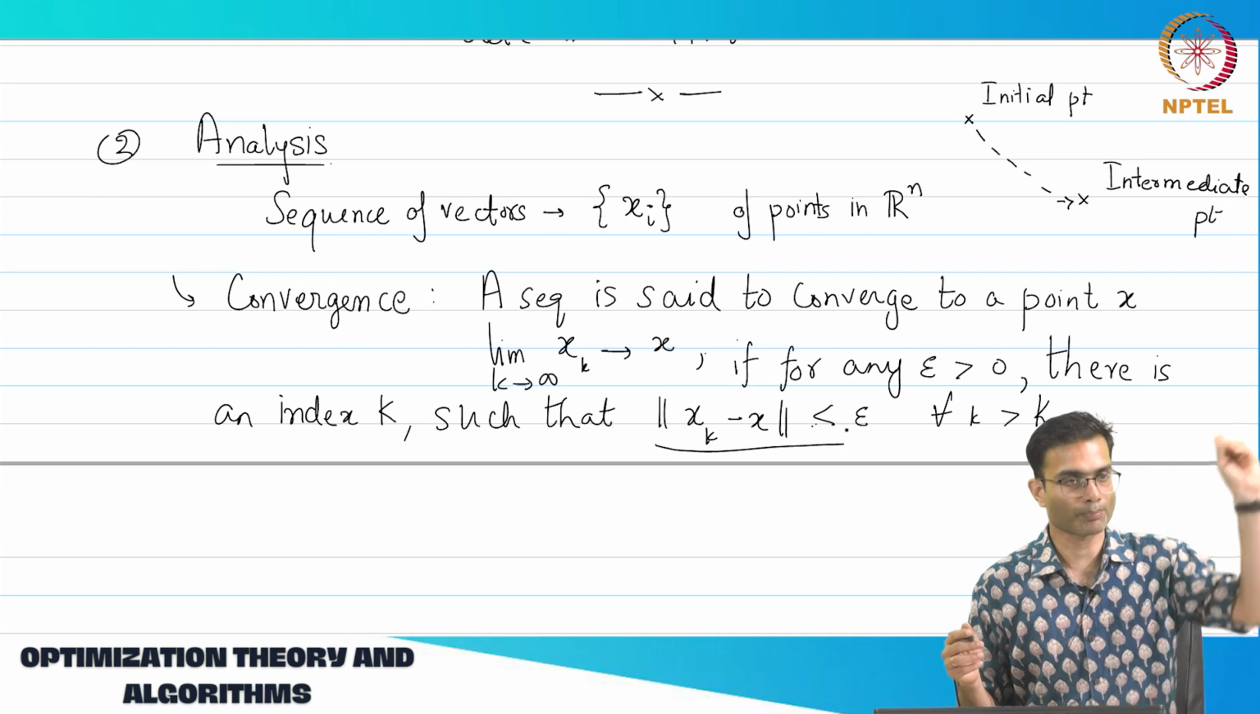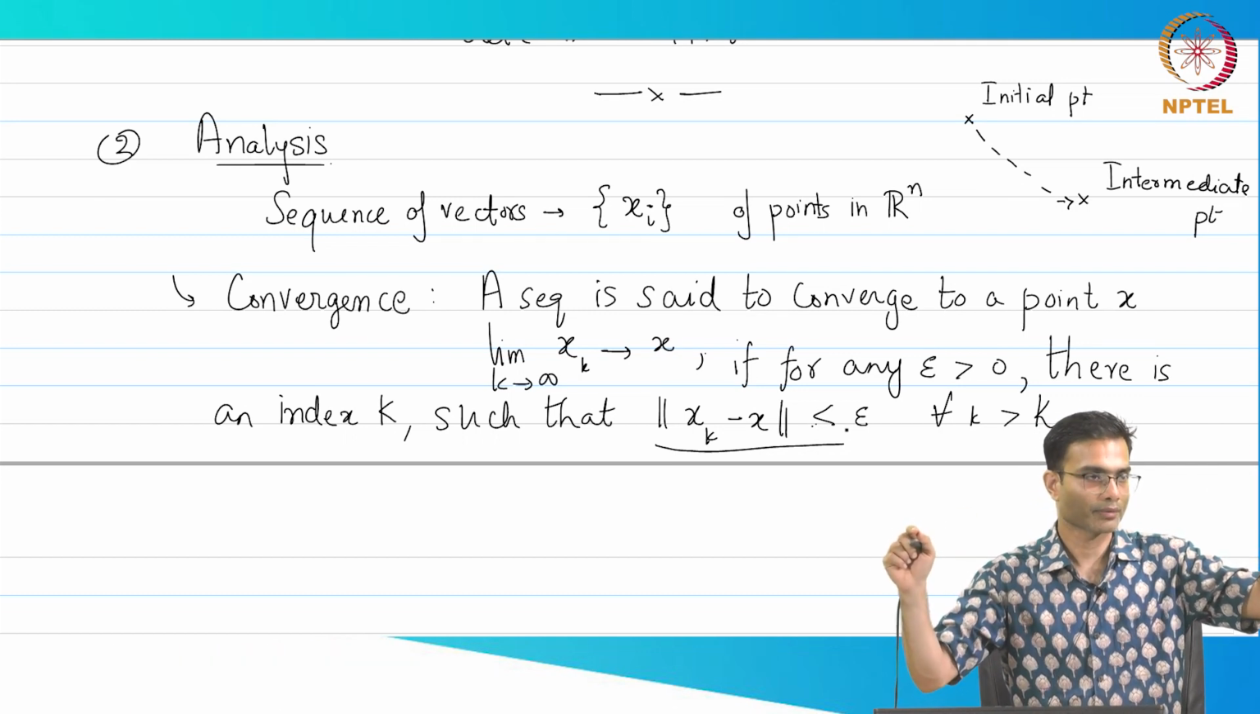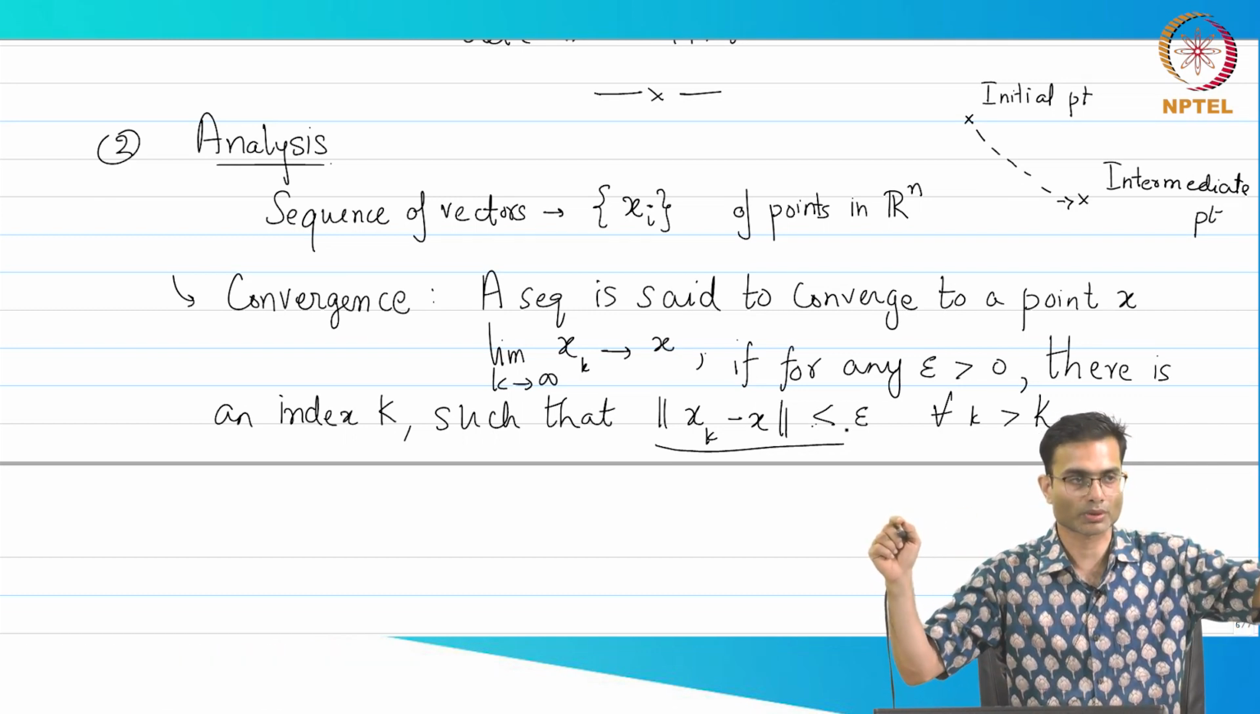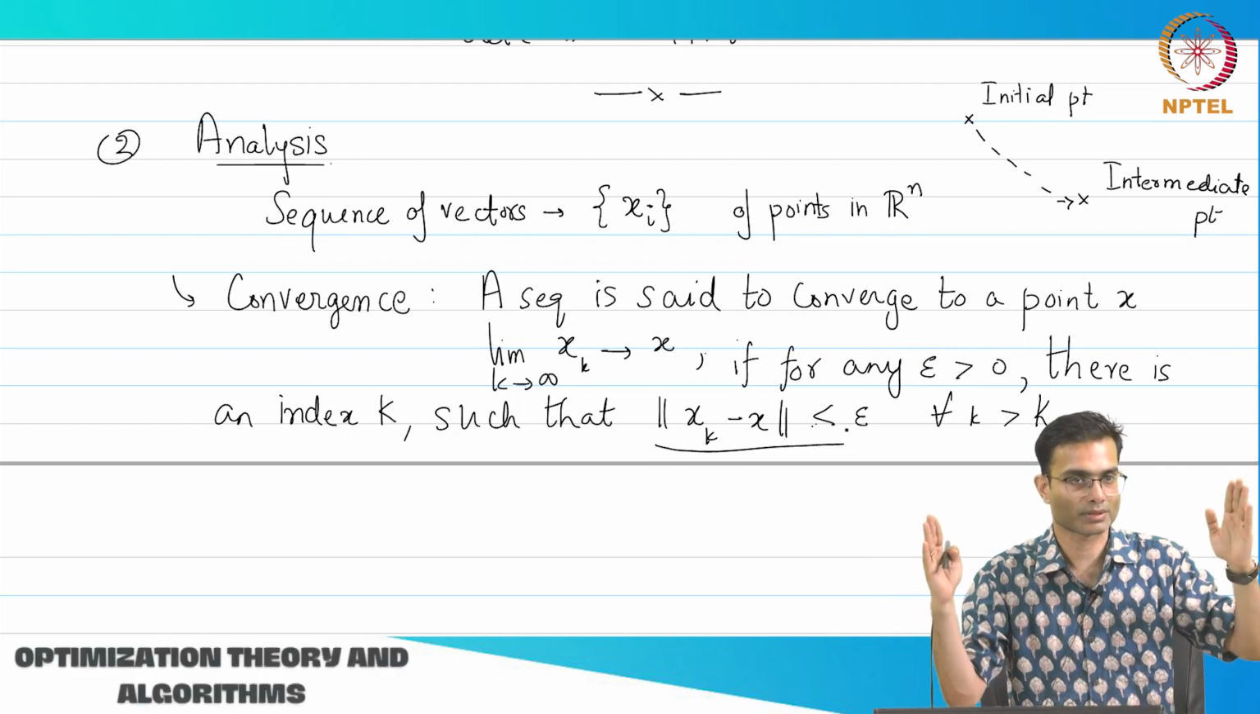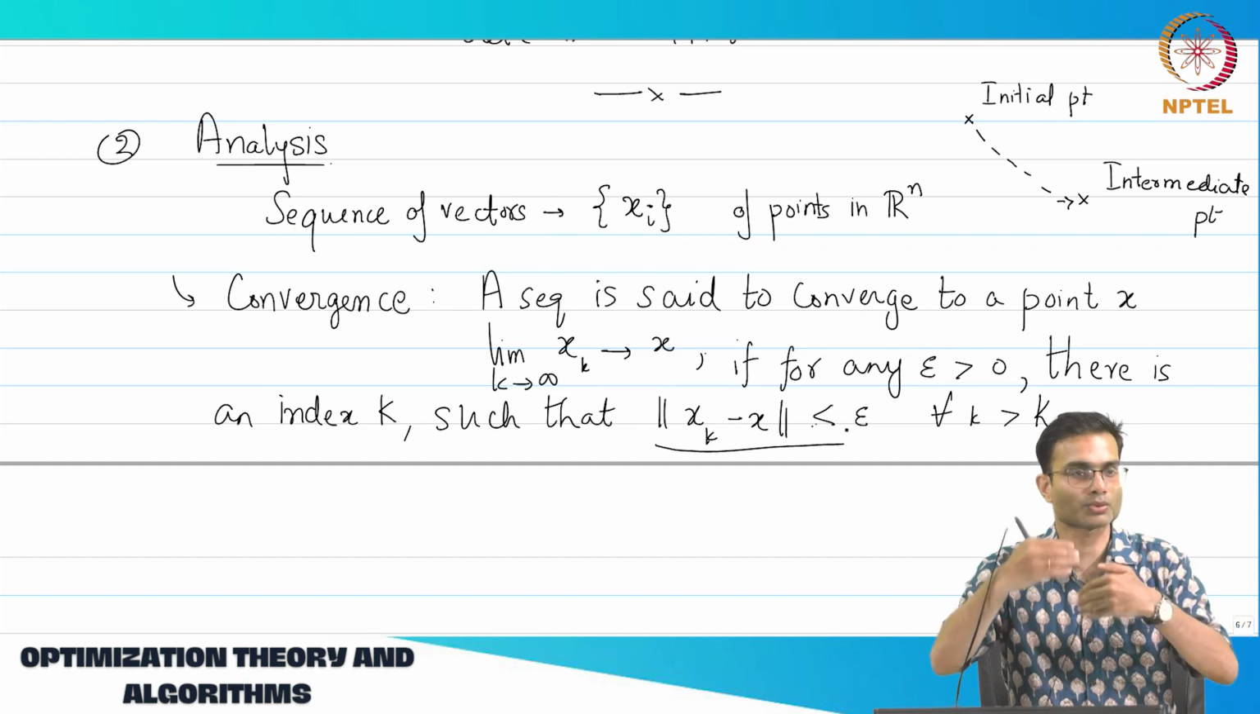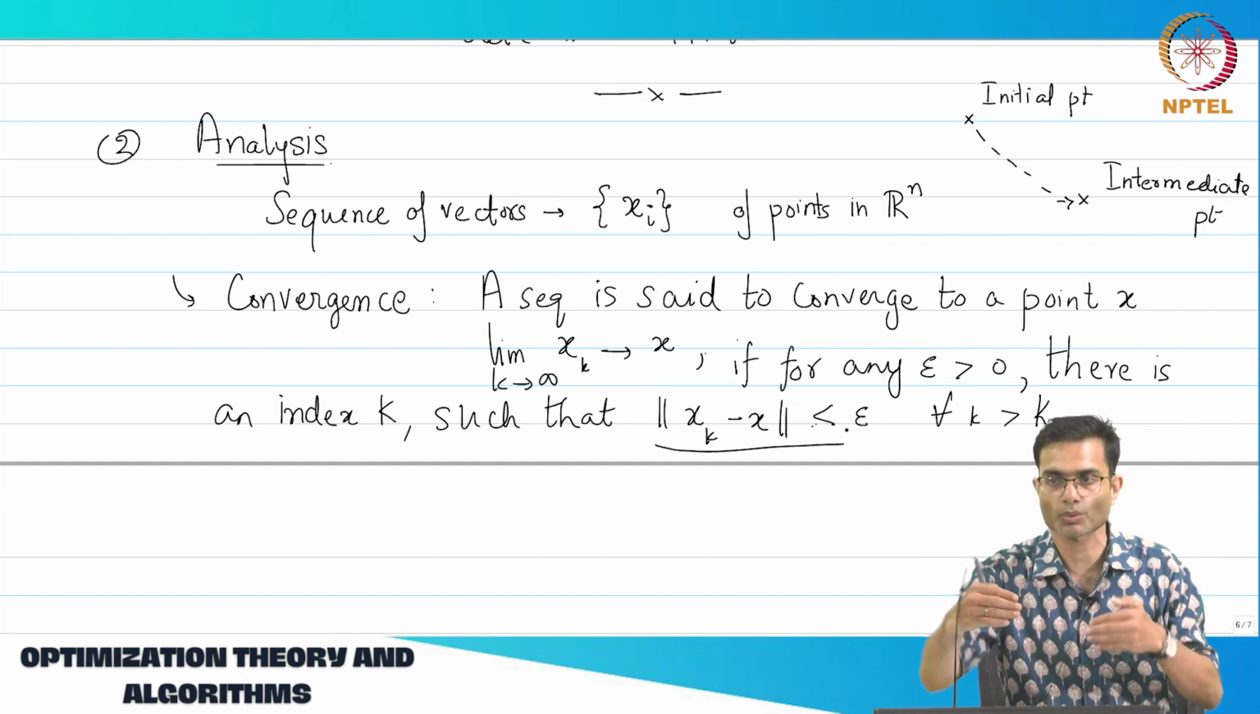So xk is a point, and x is the point at which this sequence is supposed to converge. What am I saying? Xk minus x, the distance between these points, and as k begins to increase, as the sequence number increases, what am I saying?